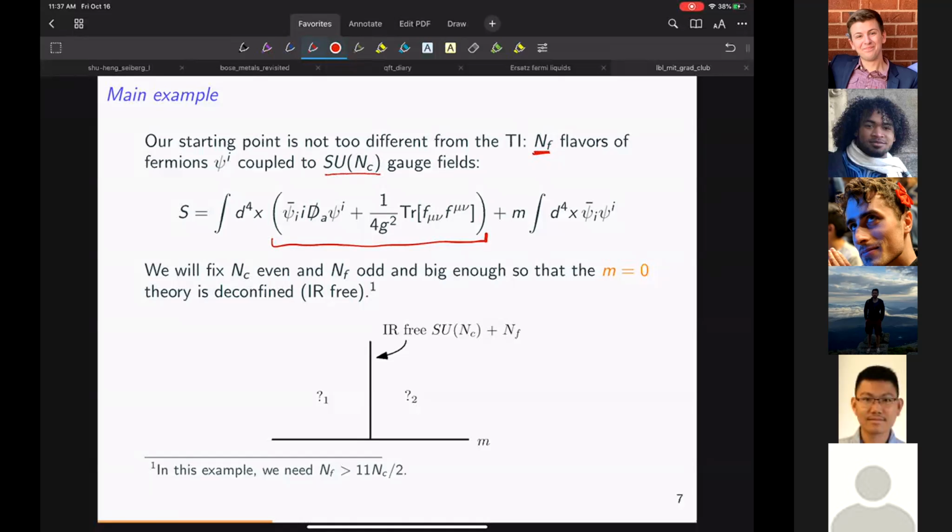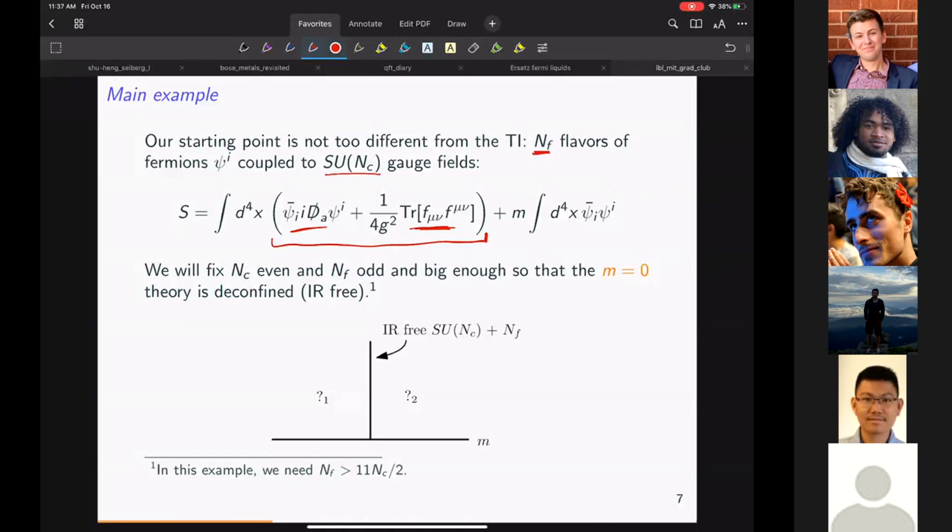And we're going to couple them to this dynamical SU(N_C) gauge field. So this is the Yang-Mills field strength for the dynamical gauge field. Here's the Dirac fermion, right? And then as in this topological insulator example, the parameter which we're going to use to go between these two phases is the mass of the fermions.